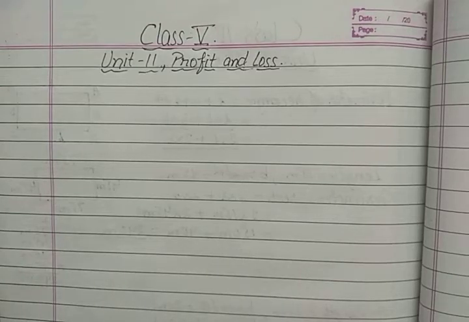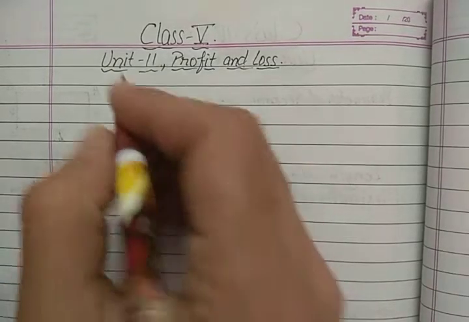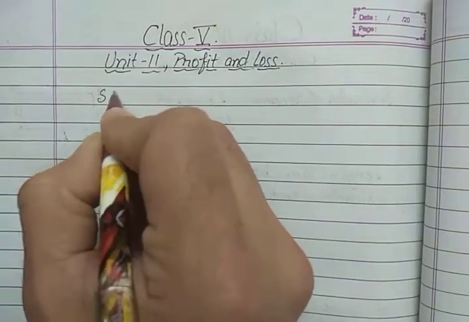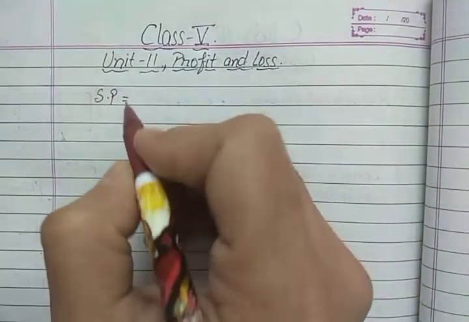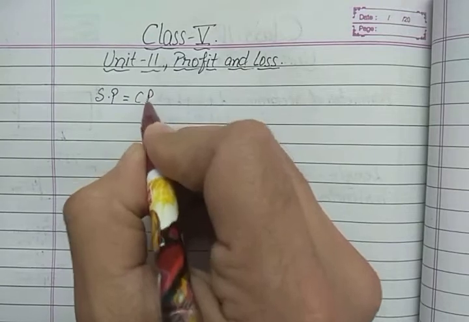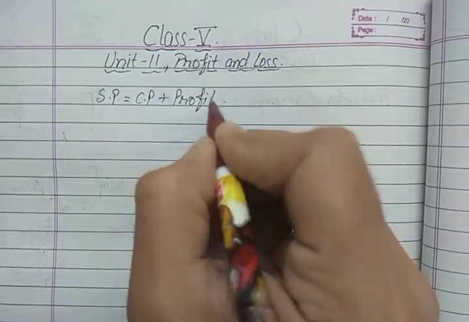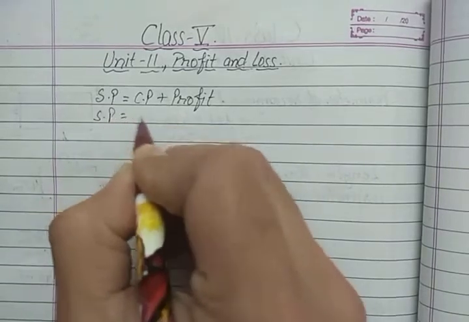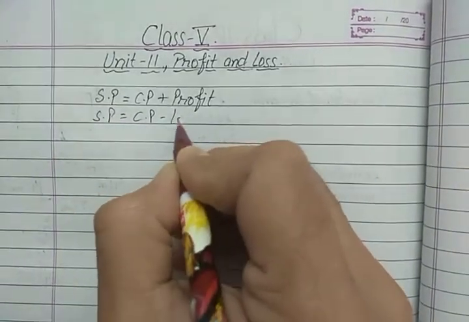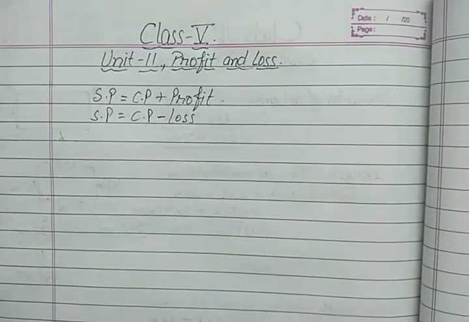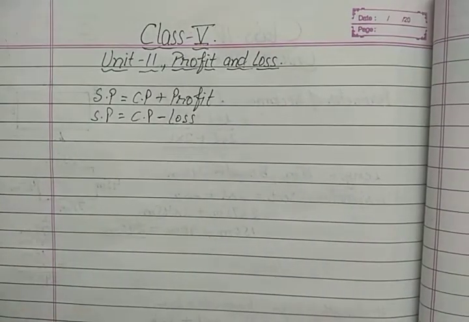Hello students, in the previous video we have learned how to determine the selling price, and we have learned two formulas: selling price is equal to cost price plus profit, and selling price is equal to cost price minus loss. So these are the two formulas that we have to learn.